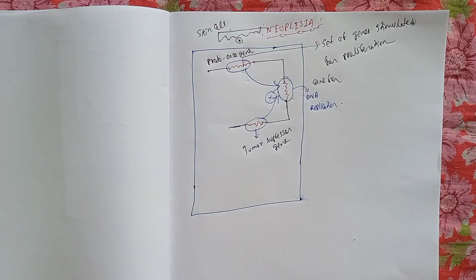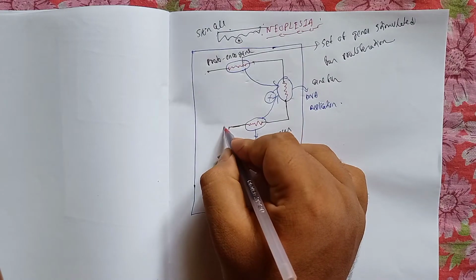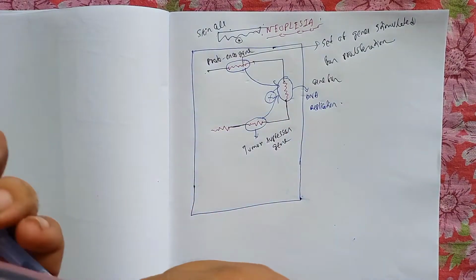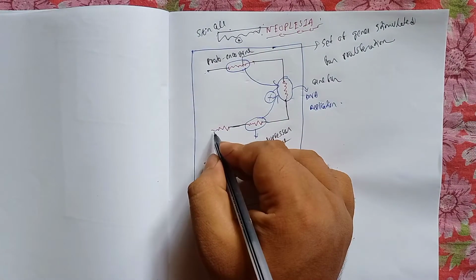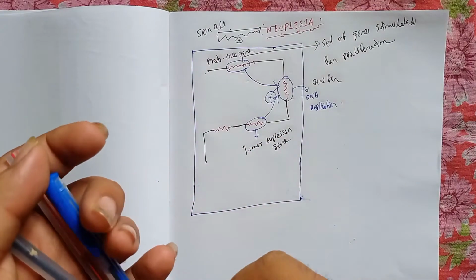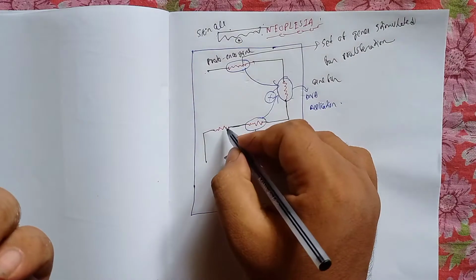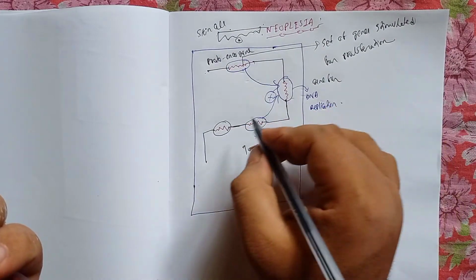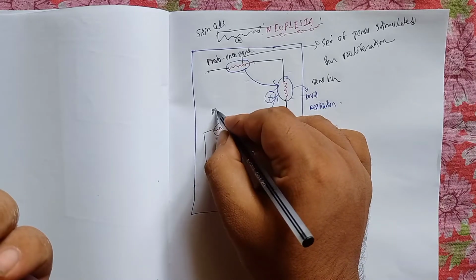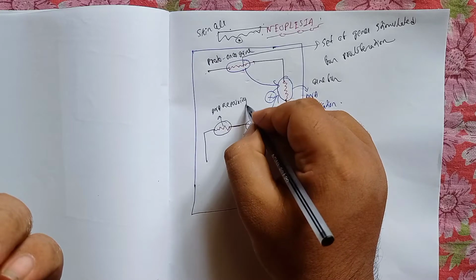Then suppose there is another group, another set of genes here, okay, guys, and these genes are called the DNA repairing genes. This is called DNA repairing genes.